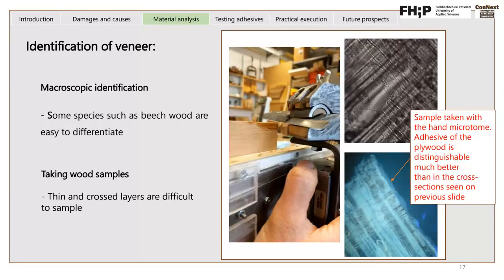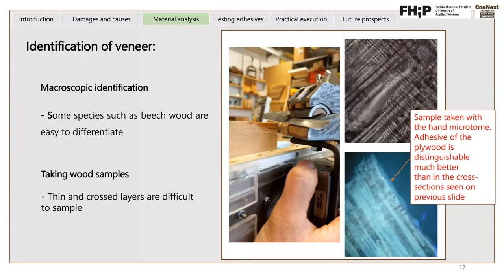Also, the wood species used to produce the veneers are an important factor when it comes down to choosing the right adhesives for re-adhering, as I will demonstrate later on in the presentation. Some woods can be identified macroscopically because of their distinctive appearance. If not, microscopic identification can provide a better outcome.